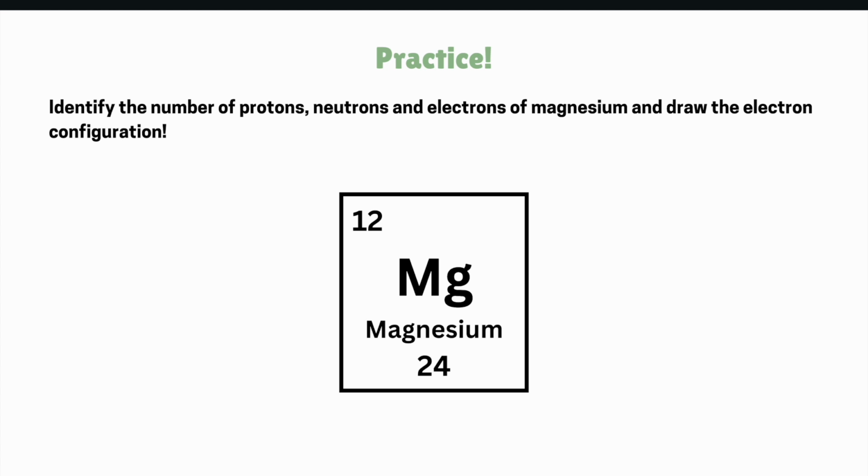So now practice. Identify the number of protons, neutrons, and electrons of magnesium, and draw the electron configuration. Pause the video to do this and resume once you're ready.